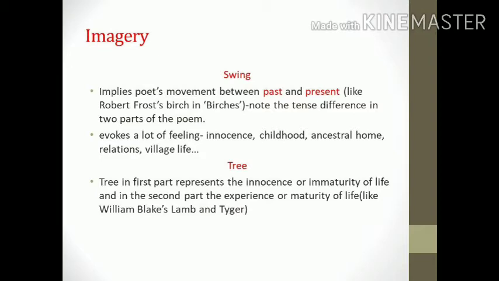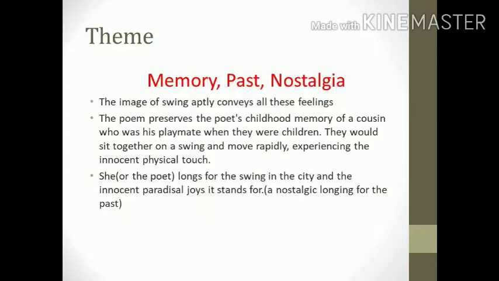This image is something like Blake's image of lamb and tiger, where lamb symbolizes innocence and tiger symbolizes experience. Now let's move to its themes. First one, memory, past and nostalgia. Ramanujan is a poet of memory. The image of swing aptly conveys all these feelings of memory, past, nostalgia.